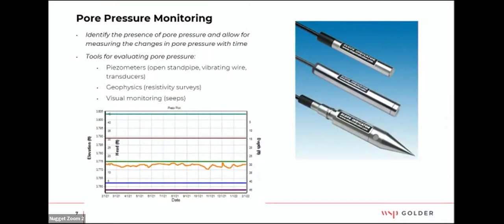We can install piezometers, either open standpipes, vibrating wires, or transducers, depending on whether you're manually monitoring, like with an open standpipe, or using telemetry to gather more rapid data through vibrating wires or transducers. Again, geophysical surveys can give you the breadth of your pore pressure concerns. Piezometers can only measure a single point, which you can take with geophysics and extrapolate out to the majority of your heap. And then again, visual monitoring of seeps.